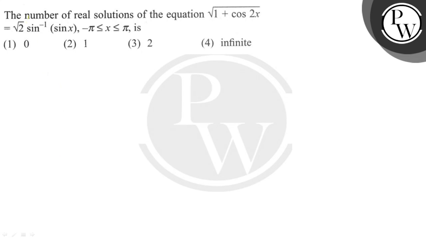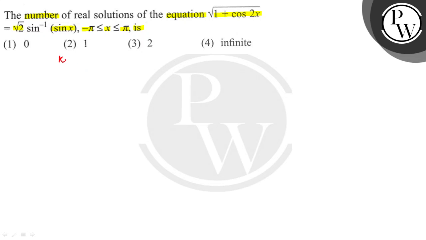The question says: the number of real solutions of the equation square root of 1 plus cos 2x equals root 2 sin inverse sin x, in the interval minus pi less than or equal to x less than or equal to pi, is. So, what is the key concept behind this?